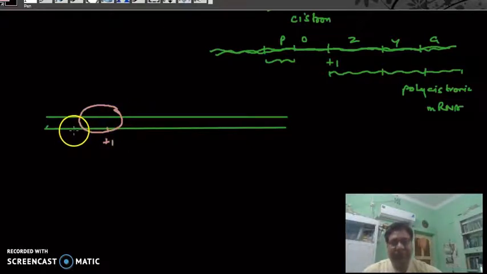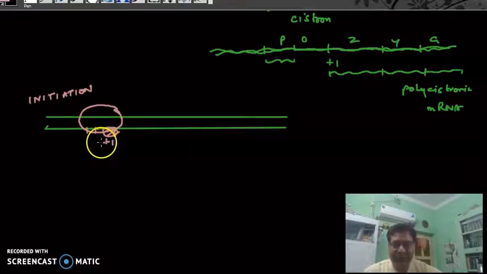So the first thing that will happen in initiation will be the binding of the RNA polymerase. Let us say this is the core enzyme and this is a sigma subunit associated with it. So it recognizes the promoter region at -10 and -35 base pairs upstream of the +1 site. At that position, this RNA polymerase binds with the help of this sigma subunit.